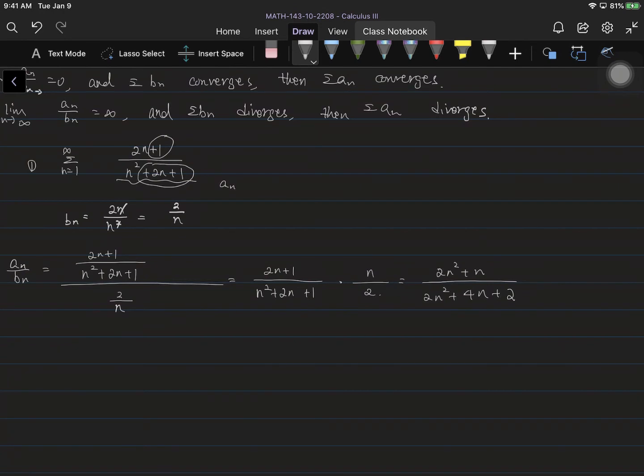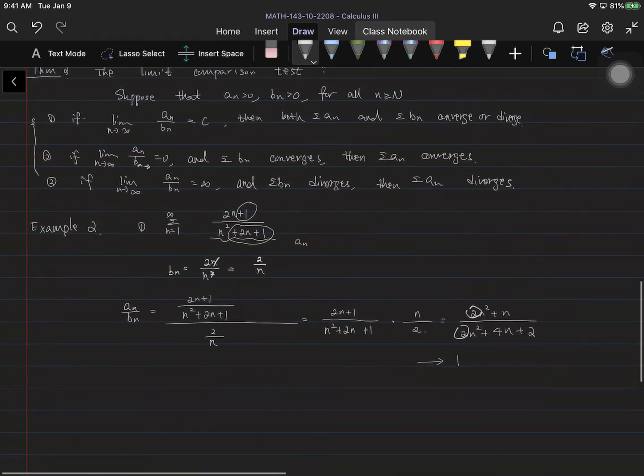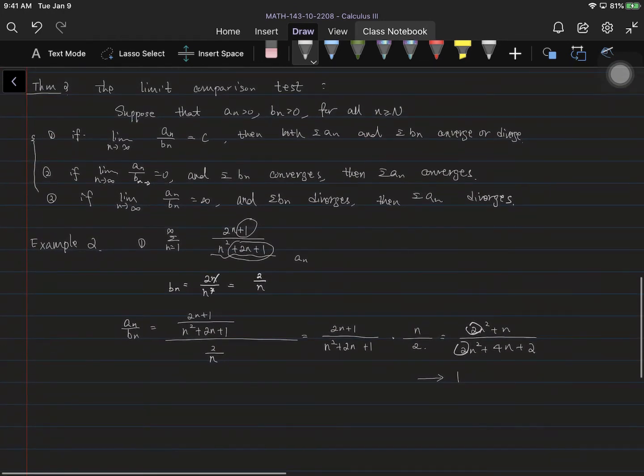I think we learned this in sequences. What's the limit of this term? Coefficient of the highest power, so 2 over 2 should be 1. That's the limit. So in this case, which case does this belong to: number 1, 2, or 3? So an over bn, the limit is a constant number c, right? So here is a constant number c, so they both converge or diverge.